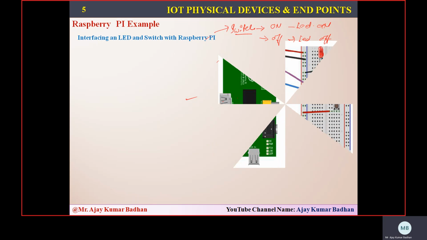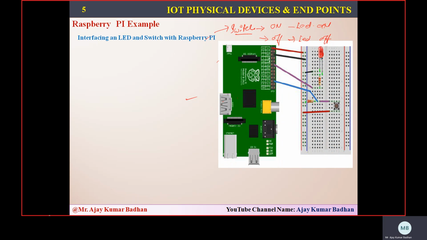Let me show you the circuit diagram first, and then we will see the remaining part. See here, this is your Raspberry Pi. I'm writing a shortcut here, Raspberry Pi. And here is a switch. This is your switch, and this is your LED bulb. I told you the LED bulb is a small bulb. And we are using resistors here.